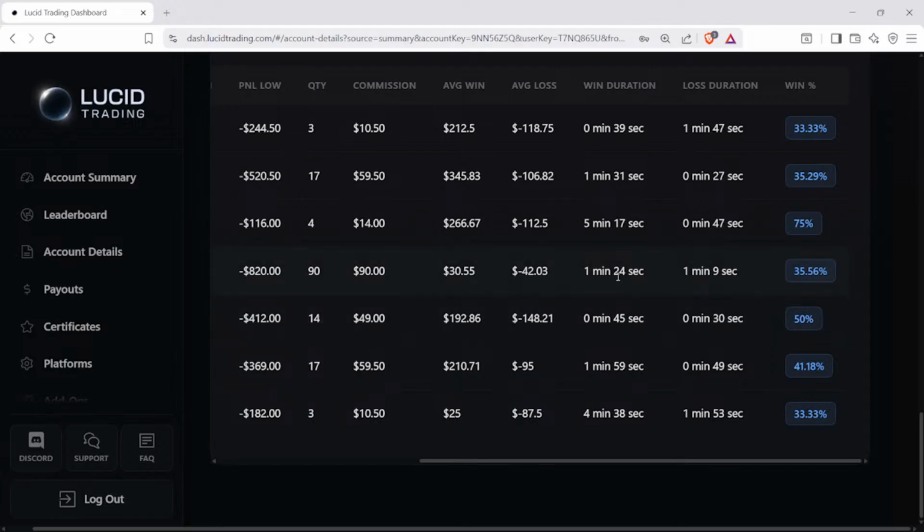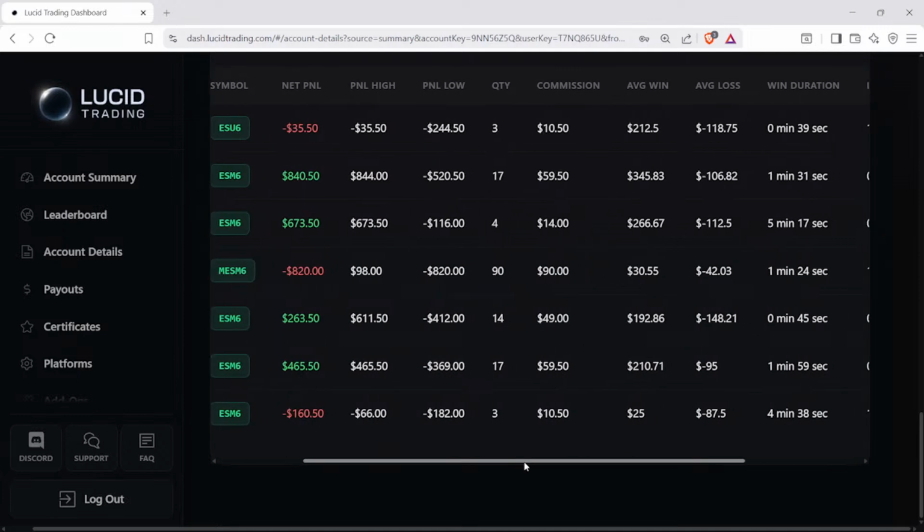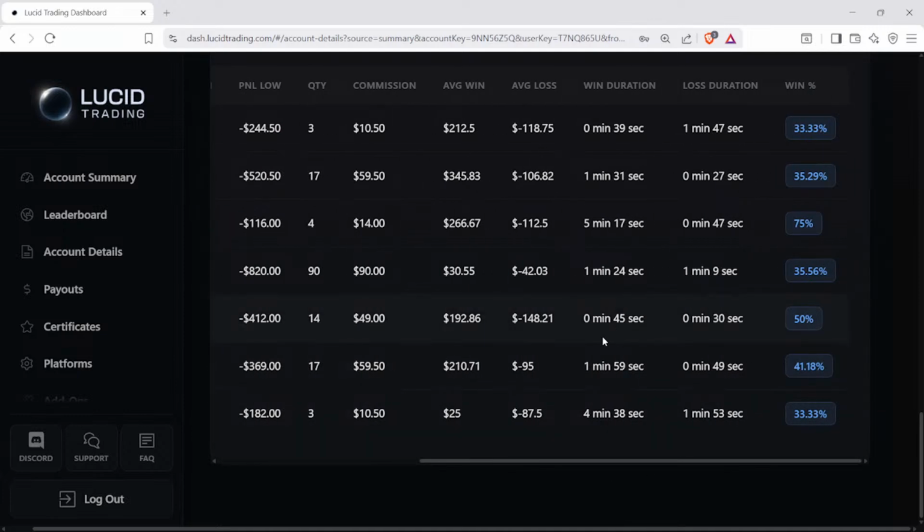1 minute, 24, 45 seconds. Must have been getting stopped out a lot on here. When it's like 45 seconds, I'm getting stopped out. When it's fast, I'm getting stopped out, unless it pops, but the stops are more frequent than the pops.